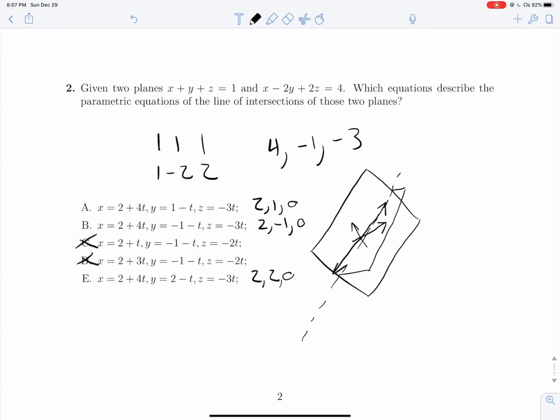Plugging these in for x plus y plus z equals 1, we see that A does not work because 3 is not equal to 1. We see that E does not work because 4 is not equal to 1. And for B, for our first equation, we will get 2 minus 1 equals 1, which is true. And over here, we will get 4 equals 4, which I'm pretty sure is true. So B is our correct answer.